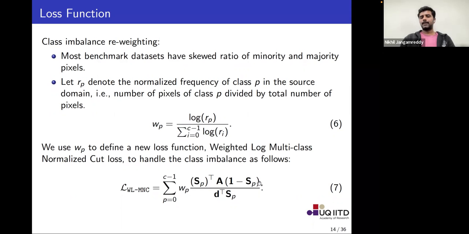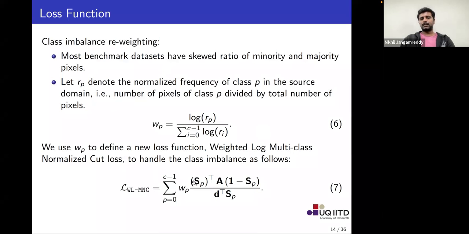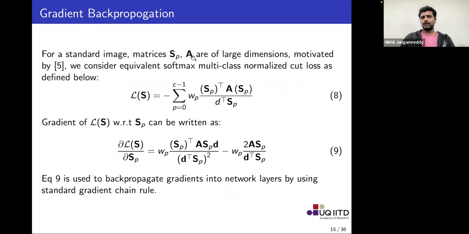This loss function is used in the backpropagation of the L of S, which is defined in the proposed approach. The gradient backpropagation is based on this loss function. However, in equation 7, A is a very high dimension matrix. For example, if we consider an image of size 1000 cross 500, that is 5 lakh pixels, and capital A will be number of pixels cross number of pixels, so 5 lakh cross 5 lakh. To compute the multiplication of SP cross A becomes a huge computation because SP will be 1 cross 5 lakh and A will be 5 lakh cross 5 lakh. So this is not feasible to multiply for each image.